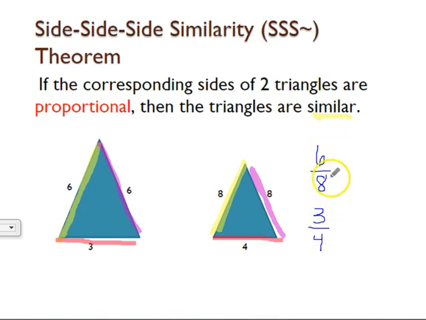So are all those proportional? Well, what is this 6/8 reduced down to? I can divide out a 2 and a 2. I'm sorry, I was getting ahead of myself. The bottom was going to become 4. So look at these two fractions. They're the same. We can reduce all of the side ratios to 3/4, which means that all those sides are proportional, which then means that these two triangles are in fact similar.